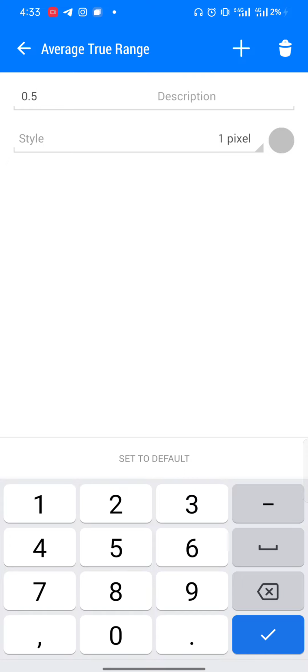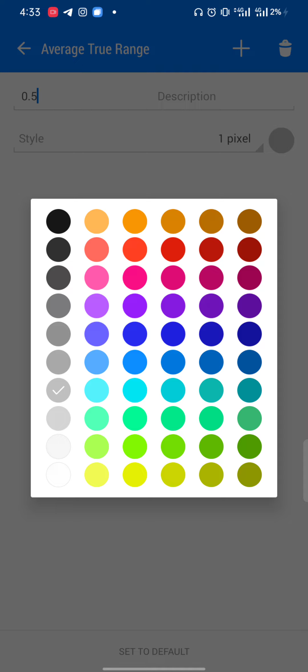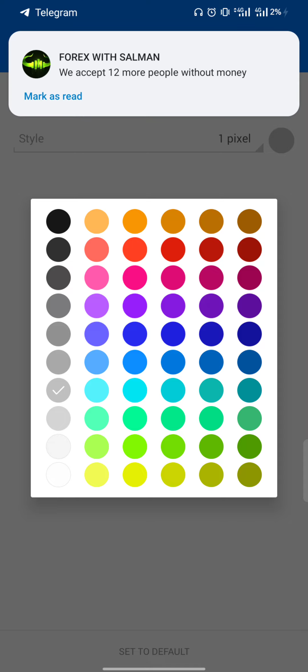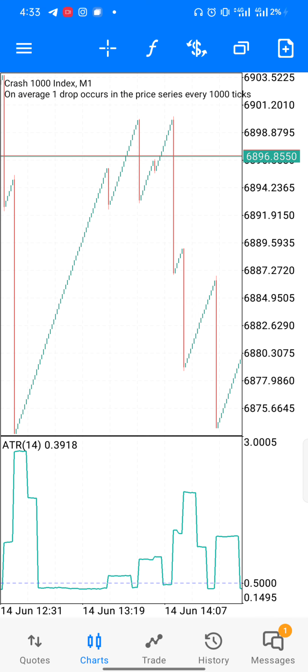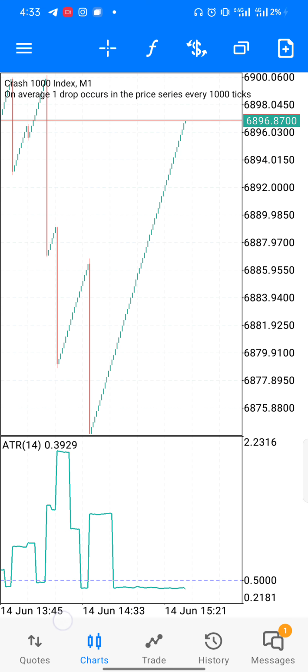If you are unable to set levels on your own MT5, you should simply go and update your MT5. Just go to your Play Store or App Store to update your MetaTrader 5, then you'll be able to add levels on your own. So you click back and done. So this is the ATR that we just added to our chart right now.